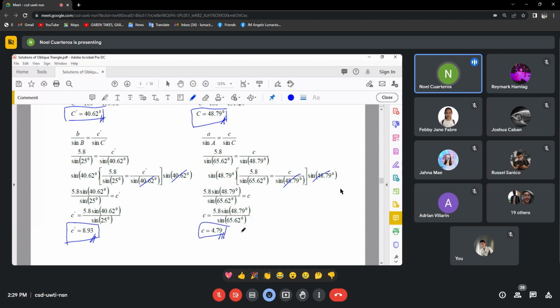Questions or clarification? So in this case, we already found the missing parts of this triangle.